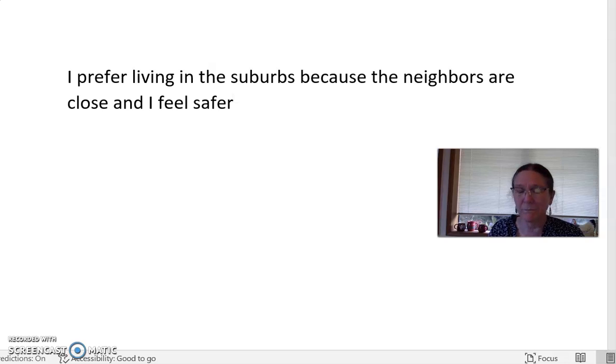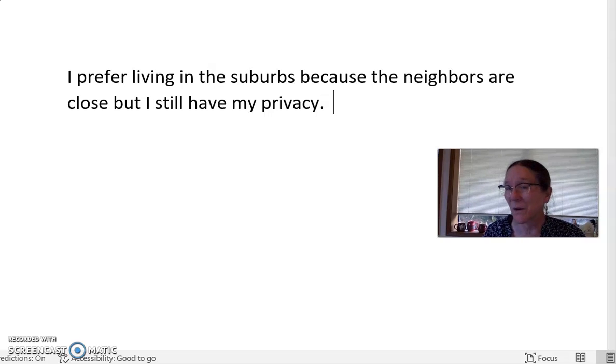I don't like that. The neighbors are close and well, but I still have my privacy. Okay, this is going to be a paragraph about privacy. I didn't think it was going to be, but it is. You know, you have to go with the flow if your ideas go with you. All right, so this would be a paragraph about the suburbs that I've lived in, my neighbors that I like because I like having neighbors, and also the privacy that the suburbs afford.